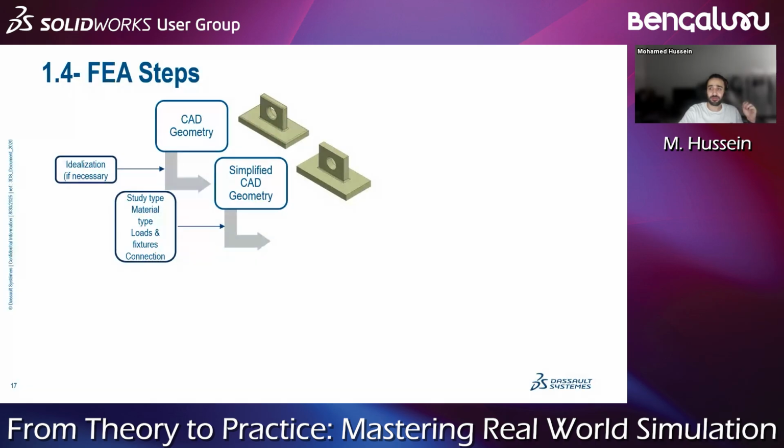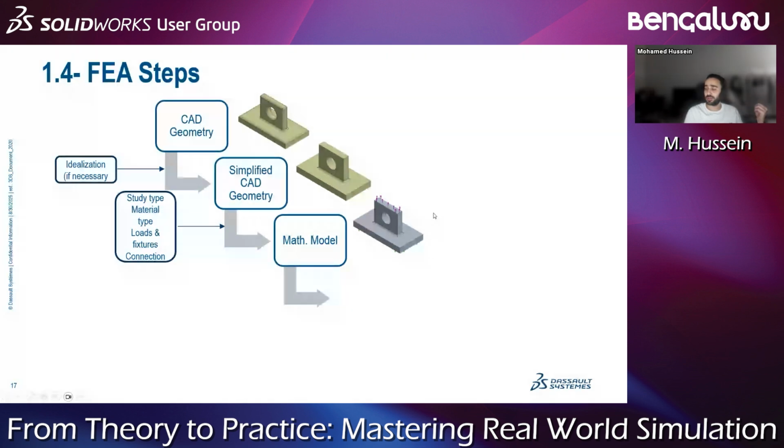After this, you have your mathematical model, which is ready. This mathematical model represents the material. You can see here I have defined the material, for example AISI 1020 steel, or any other kind of material. I have defined as well these green arrows, which represent the fixation points, and these red arrows, which represent the forces acting on the part.